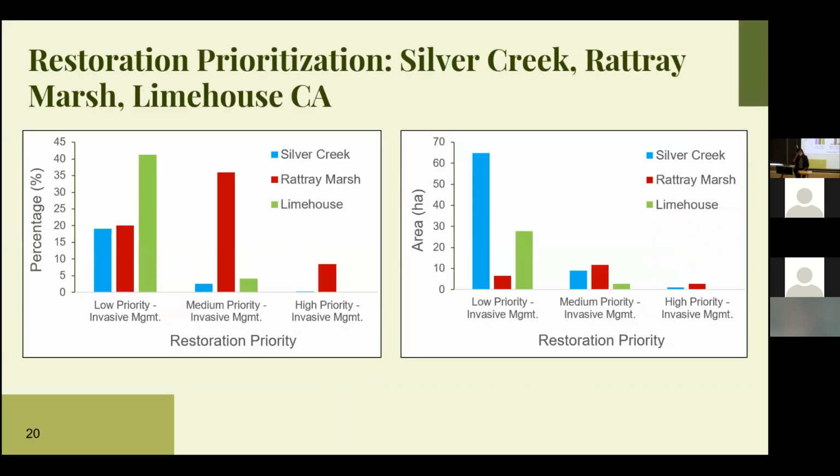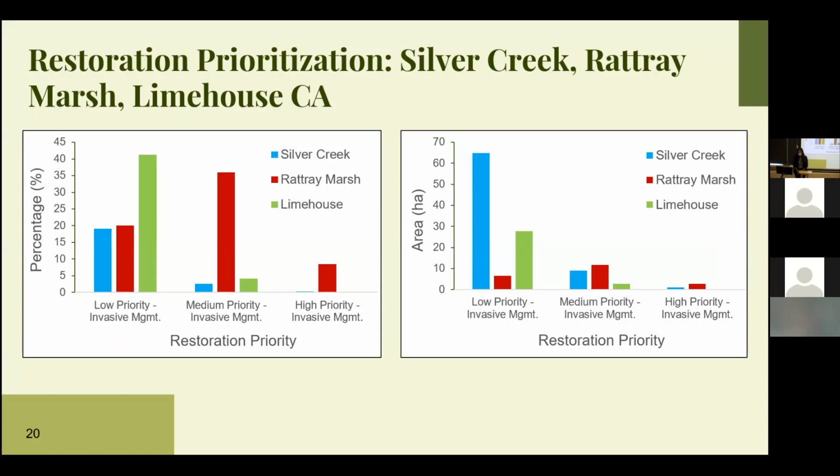Here in these bar graphs, we're going to take a look at those 3 conservation areas and only focus on the low, medium, and high priority for invasive management. On the left, we've got restoration priority on the x-axis, and on the y-axis, we've got percentage. We can see that those red bars really have the highest percentage. That is Rattray Marsh.